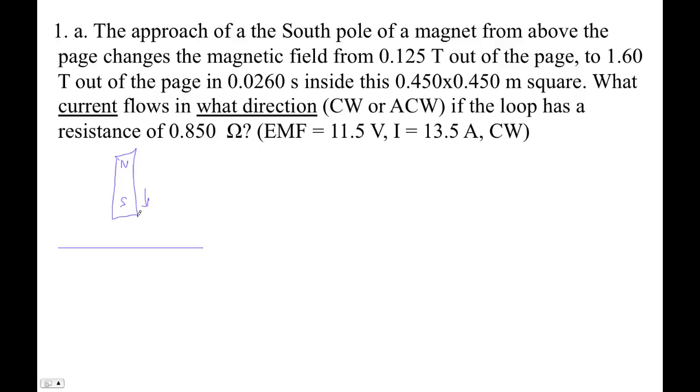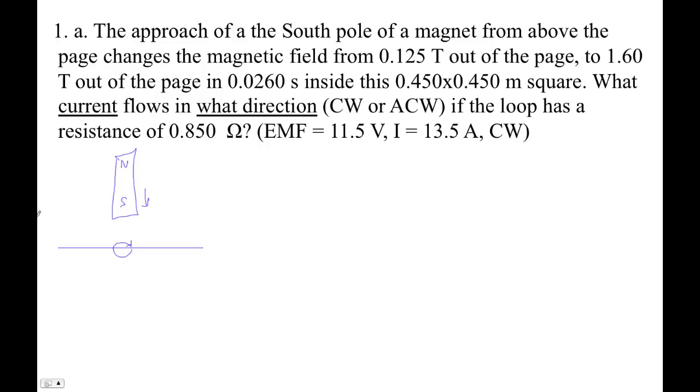This south pole magnet is approaching. So what you want to do is repel that south pole magnet, because we're resisting the change in flux. And so we're going to make a loop here such that we have the south pole facing up. Now to do that, you want to go clockwise in the plane of this page.